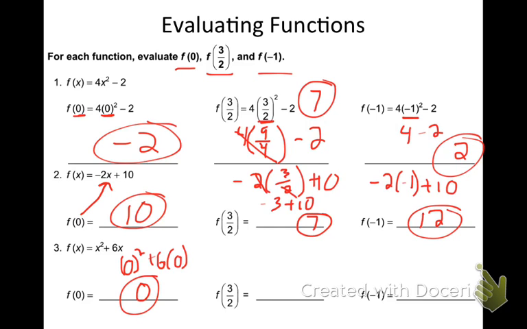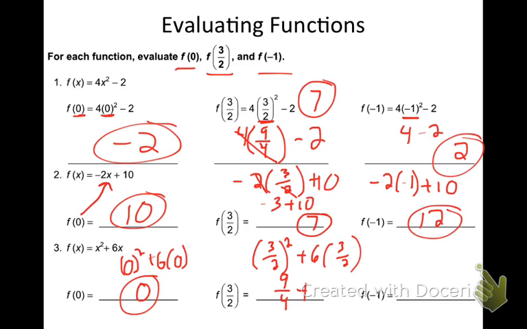All right, next I have 3 halves. Now this one's actually going to be a little bit tougher. There's no really cross-canceling here. So I have 3 halves squared plus 6 times 3 halves. 3 halves squared is 9/4. Nice job. Plus, now what's 6 times 3 halves going to get me?